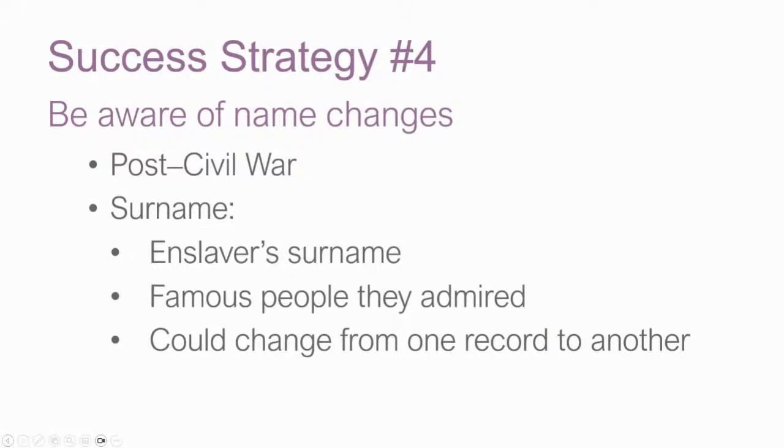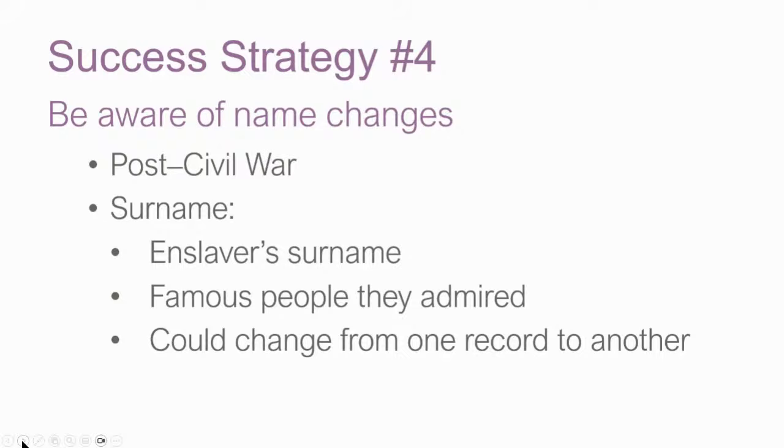Success strategy number 4 is to be aware of name changes. After the Civil War, many African Americans changed their names. Enslavers often shortened the names of those persons they had enslaved or called them only by nicknames. A man named James Robert Jones by his mother might have only been called Jem. After emancipation, choosing a surname was one of the freedoms African Americans experienced.